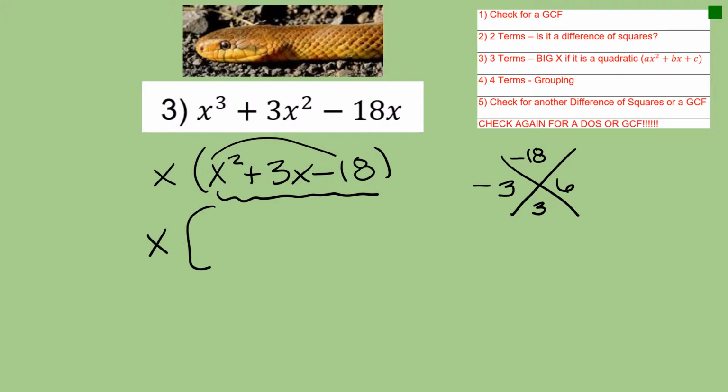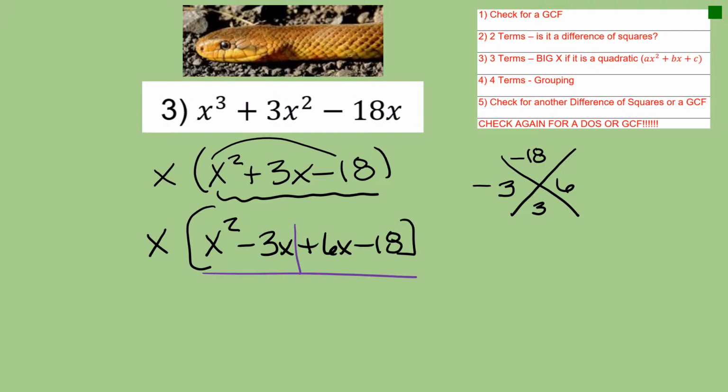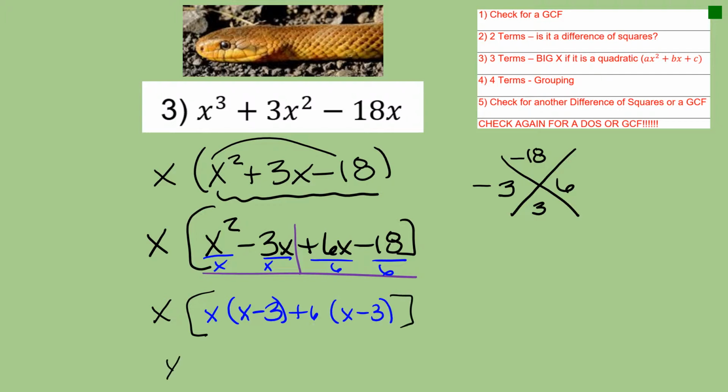Okay, leave the X. It's going to be X squared minus 3X plus 6X minus 18. We're going to do some grouping here. Leave the X. I'm going to pull out an X. When I divide each of these by X, I get X minus 3. I'm going to pull out a positive 6. I get X minus 3. Keep the X. My common factor between those two is X minus 3 with my leftovers of X plus 6.